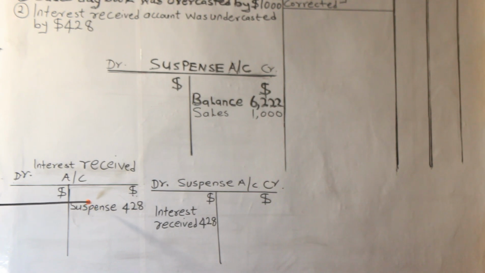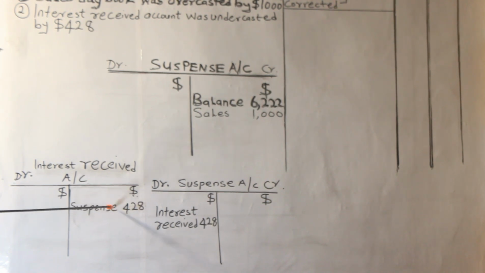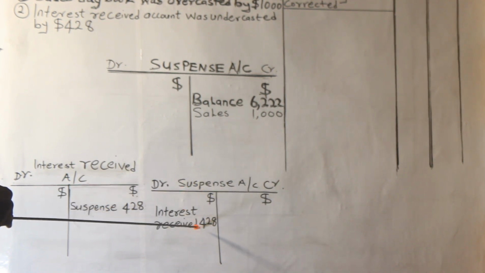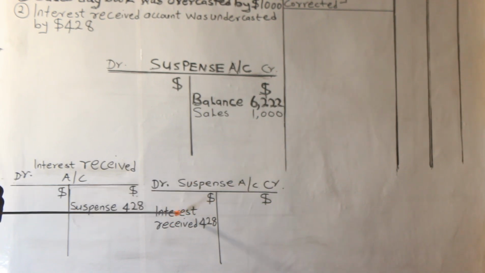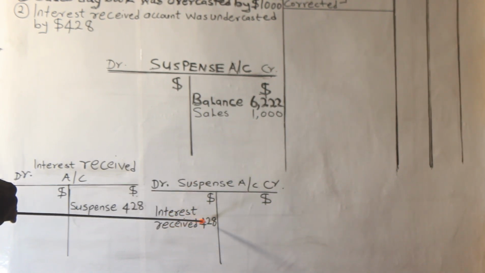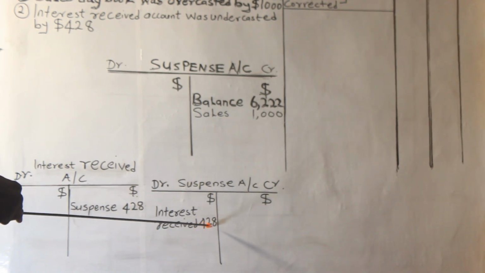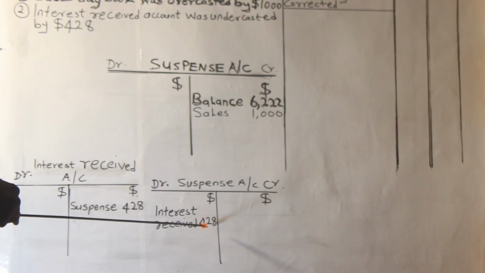And once the correction is done on the credit side of the interest received account, as we have just done here, then when you open the suspense account, the entry should be on the debit side. We can see suspense account, interest from interest received $428. What this means is that the correction of this undercast of 428 will result in the interest received account being credited and the suspense account being debited with $428 respectively.